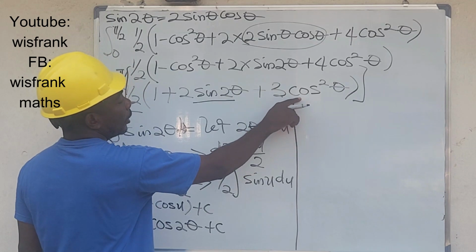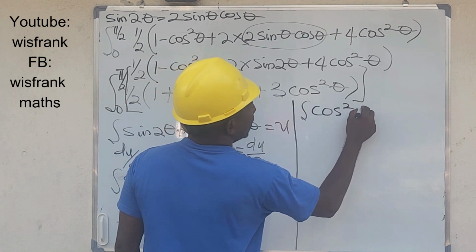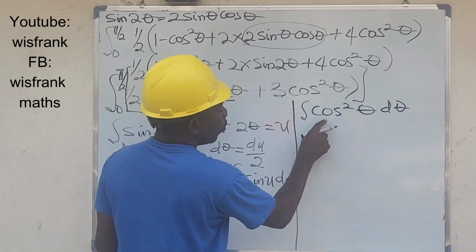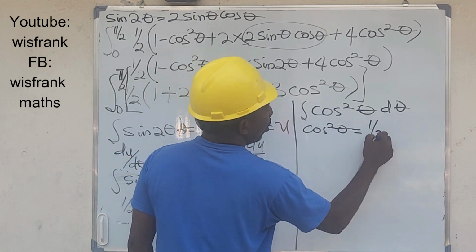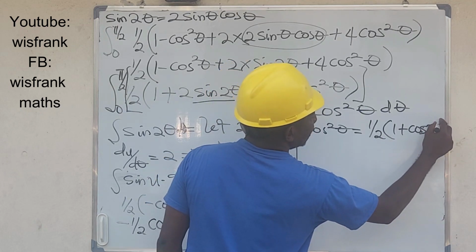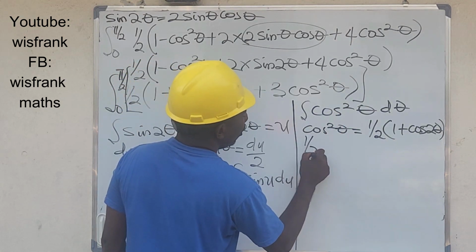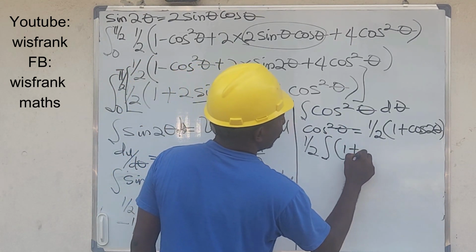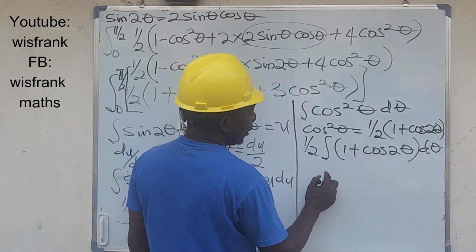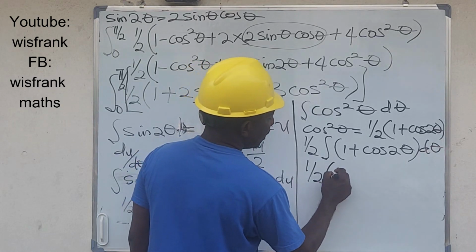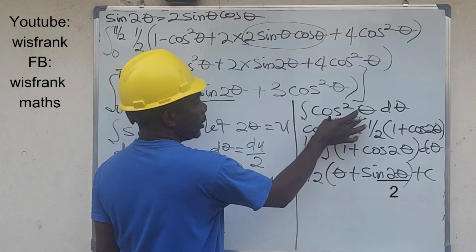So we have this other side, cos squared theta. The next one is for us to integrate cos squared theta. We have the integral of cos squared theta d theta. Cos squared theta is the same thing as 1 all over 2 into 1 plus cos 2 theta. So we substitute this into what we have here. It's going to be 1 all over 2 integral of 1 plus cos 2 theta d theta. Integrating this will give us 1 all over 2 into theta plus sine 2 theta plus c. So this is what we've got from integrating cos squared theta.